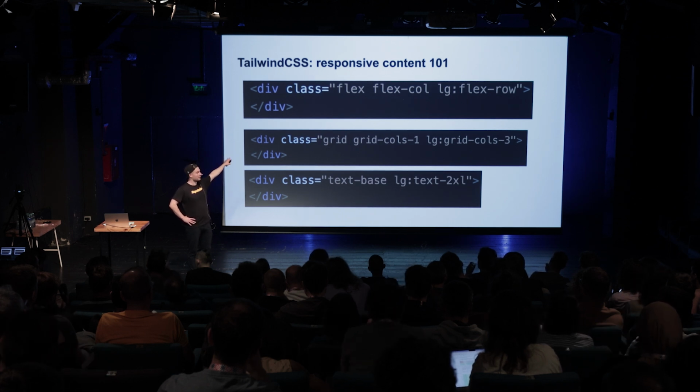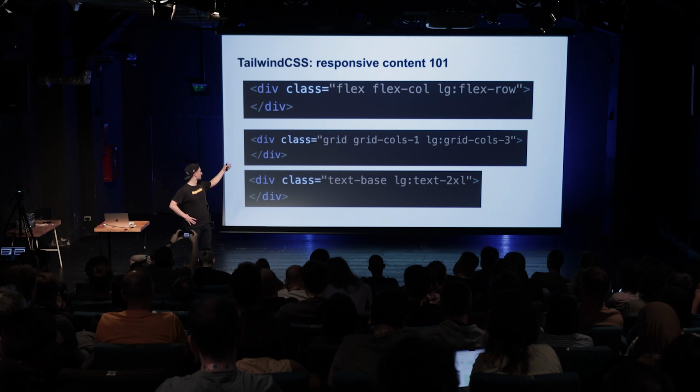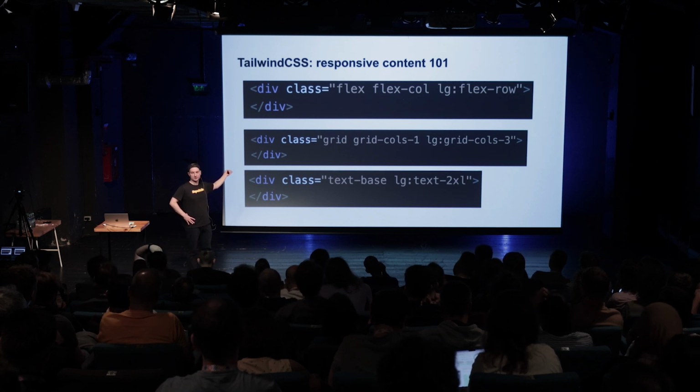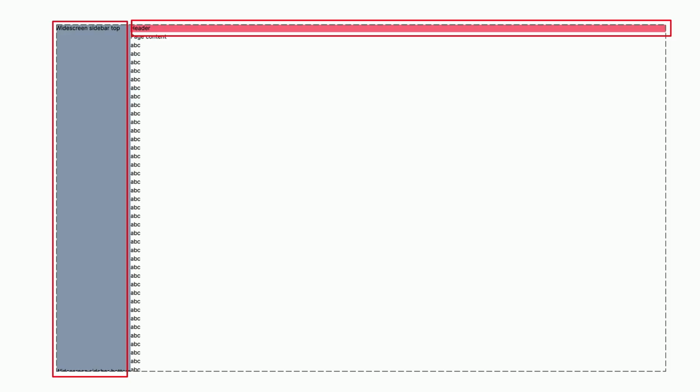I would have flex column, so everything in a column on a small screen, and everything in a row on a big screen. So this is like the basics of responsive content spacing on Tailwind.